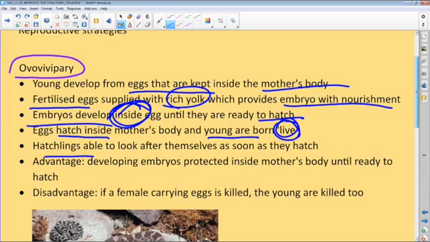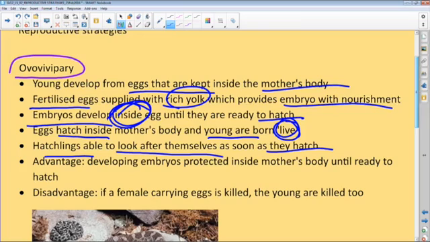Hatchlings are able to look after themselves as soon as they hatch. Now, if you look at a snake and that thing comes at you and it's a baby, it's normally got more venom than the parent because it needs to protect itself. Okay, and then the second last one, the advantages: developing embryos are protected inside the mother's body until ready for hatching. If it's inside, the mother's going to protect it. The disadvantages: if a female carrying eggs is killed, the young are killed as well. Same as a mother carrying a child. Mother's killed, so are the babies.